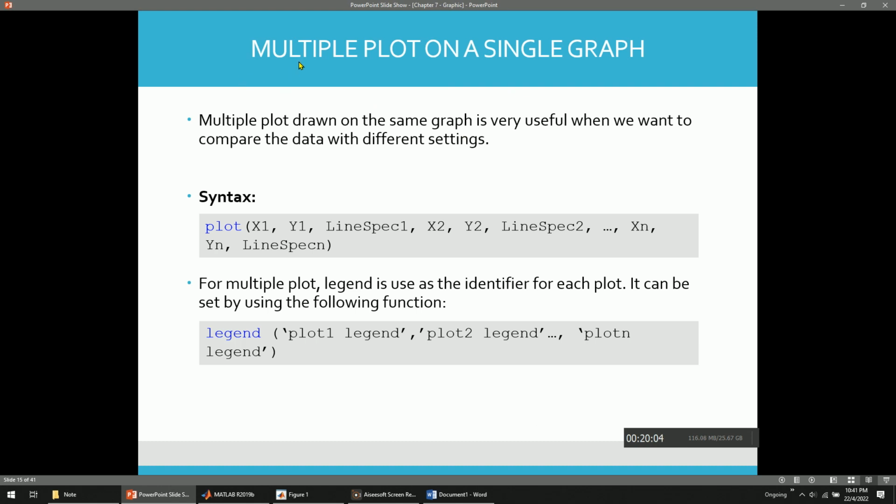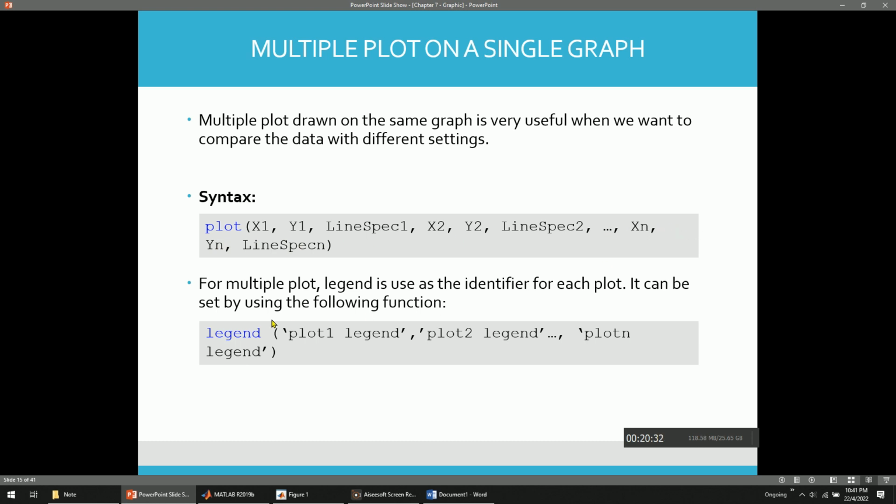So we continue with multiple plots in a single graph. Usually we want to compare some data, you want to compare one plot with another plot. If you want to do that in MATLAB, you just put plot, of course x1, y1, line spec 1, and then you just continue with x2, y2, line spec 2, and so on. So it is just continuous.